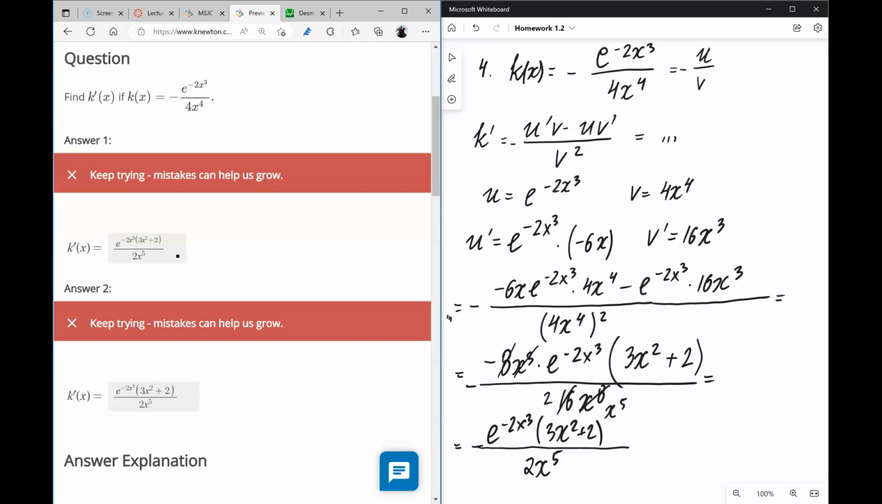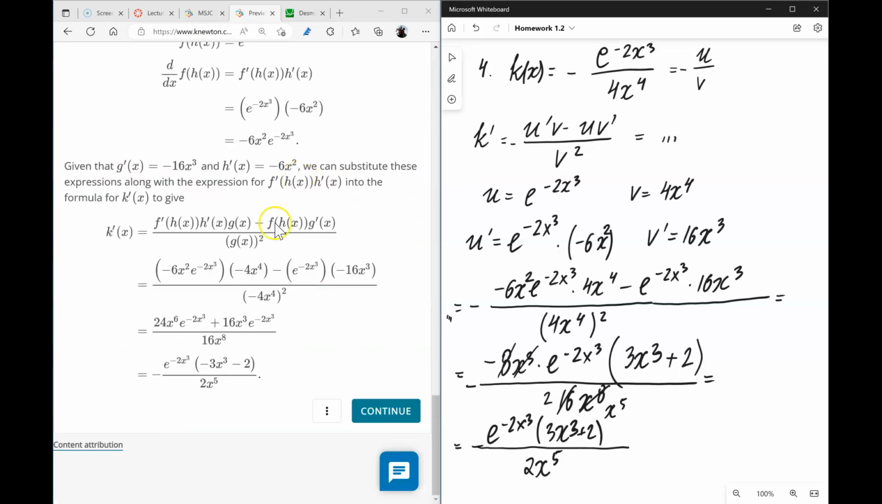Give me a second. So we have u prime. Oh boy. So derivative of 2x cubed is negative 6x squared. So we have negative 6x squared here. So we have, this is 3x cubed, so this is 3x cubed. So that was the mistake. So let's just check with the right answer.